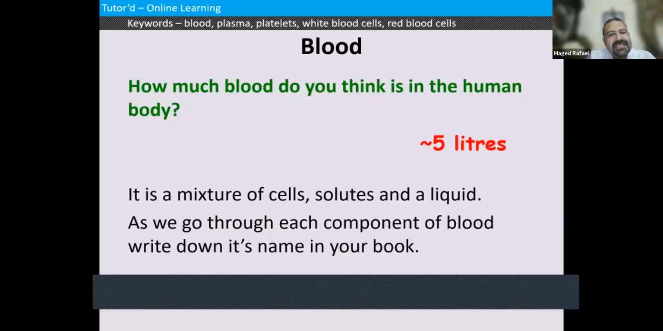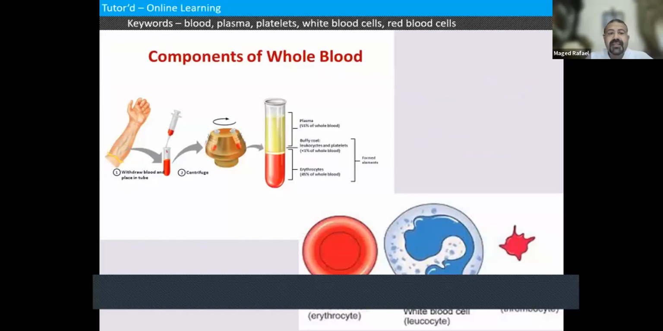white blood cells, and platelets. However, it has a lot of solutes in a liquid called the plasma. So the main component of the blood is part cells and part fluid, or plasma. Let's start with the centrifuge, which is the instrument that we use to separate the fluid part of the blood and the cellular part.